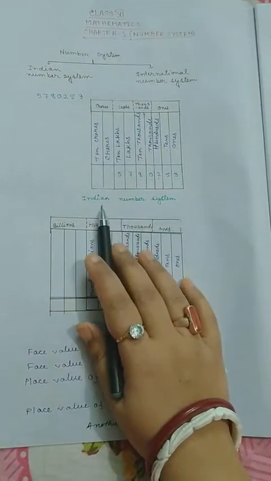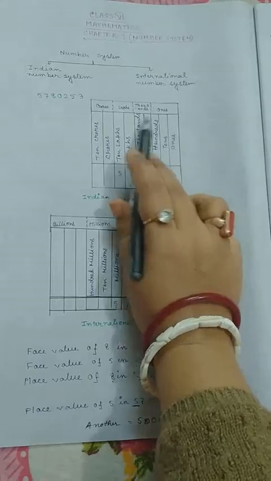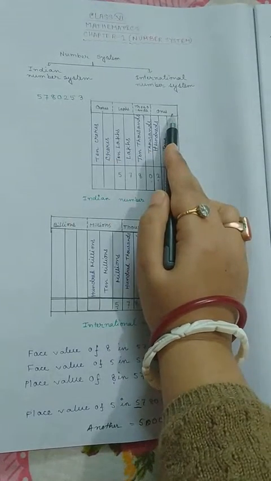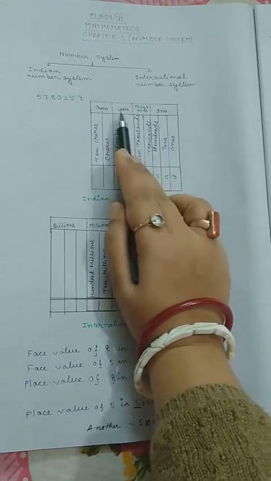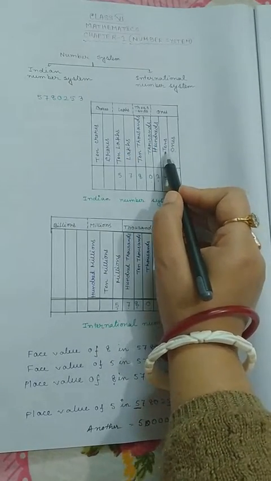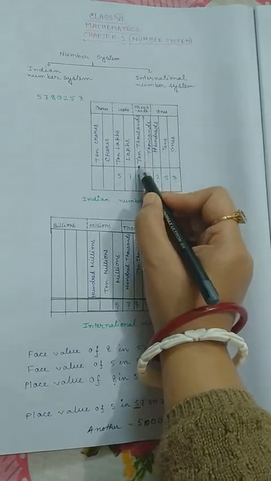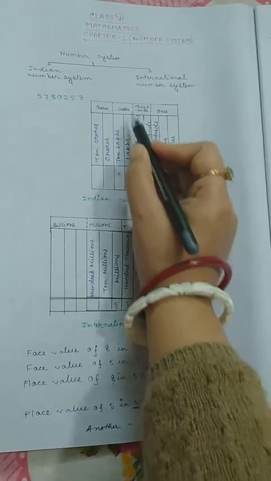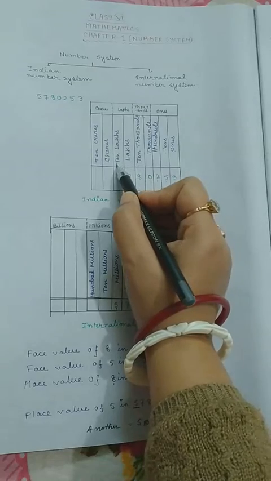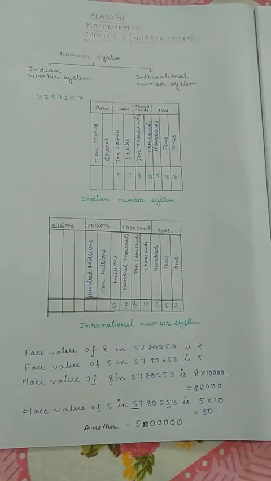Let us look at the Indian number system. In the Indian number system, there are 4 periods. The first period is of ones, then thousands, then lakhs and crores. In ones, there are ones, tens, hundreds place values. In thousands, there are thousands and 10,000s place values. In lakhs, there are lakhs and 10 lakhs place values. And in crores, there are crores and 10 crores place values.